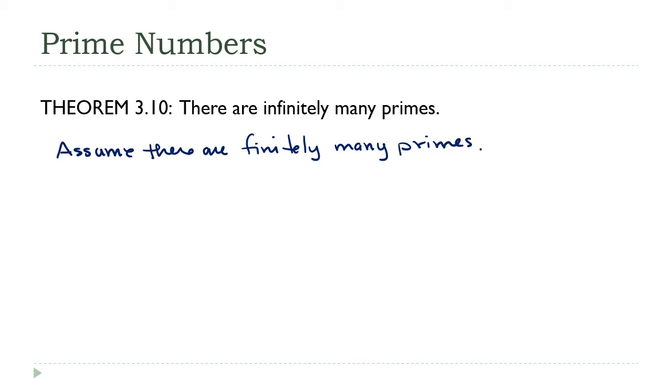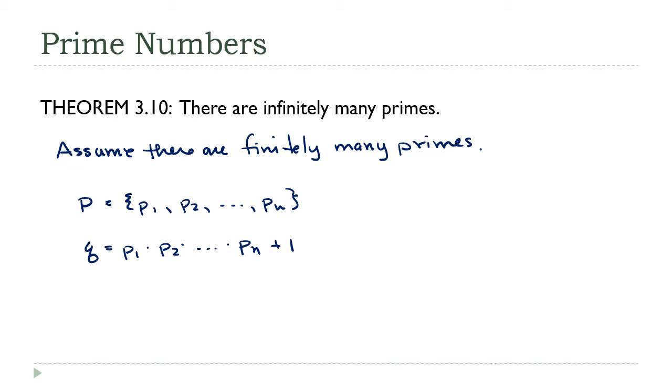So how am I going to do that? Well, if there are finitely many primes, I can list them. Let's let P be the set of all primes, and there's a finite number of them, so it'll be p1, p2, up through pn. There are no primes that are not on that list. Now I'm going to build a new number. I'm going to make Q equal the product of all of these prime numbers.